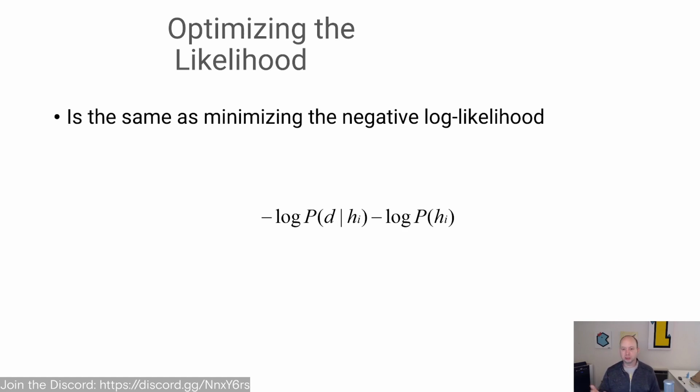But what's important here is you often see what's called the negative log likelihood, or the NLL. You can see here log of D given H minus log of P of H is the equivalent of the probability of D given H divided by the probability of H, but you take the log of that and you do the minus and you get the whole thing flipped around. So it's just a little bit more convenient.